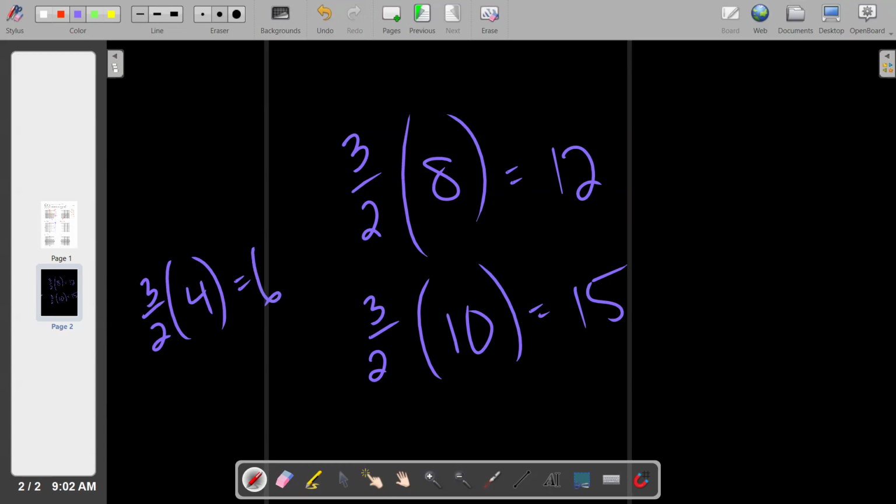Too slow. 6. So the trick to this is whenever I'm choosing these numbers, I'm going to underline them in red. I'm choosing them because I want them to be divisible by 2.